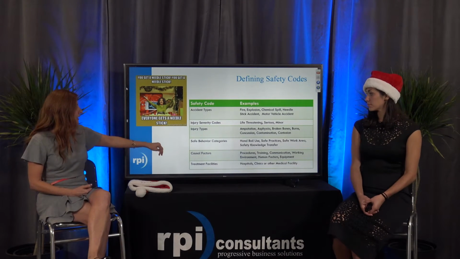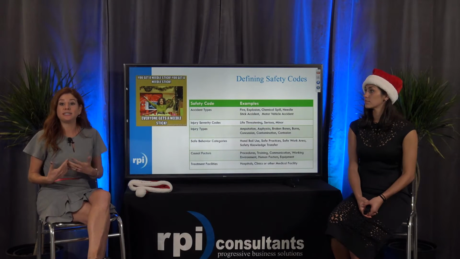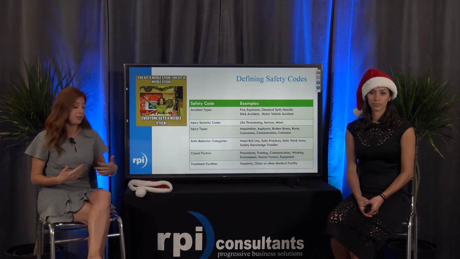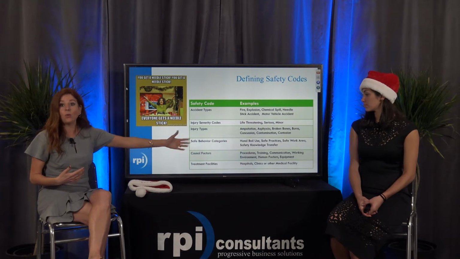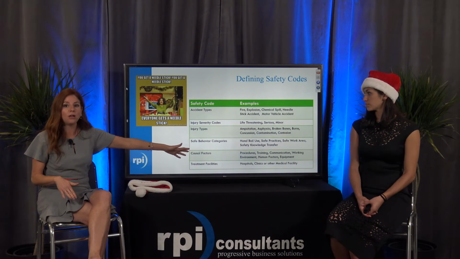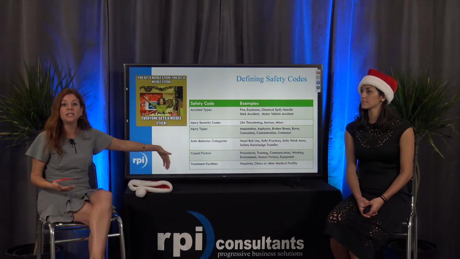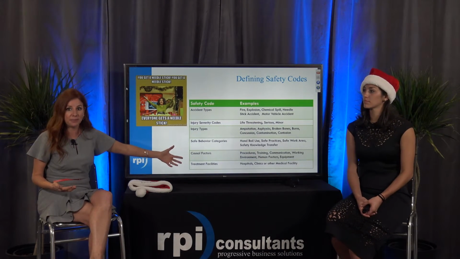Causal factors. So what are the things that caused either the incident or some of the things that could cause the good behavior. If there's proper training, or if there was no training at all on how to use a certain piece of equipment, that would have been a causal factor in somebody getting injured with that piece of equipment.